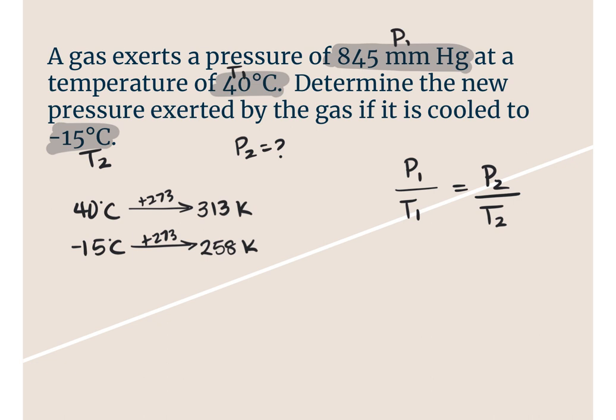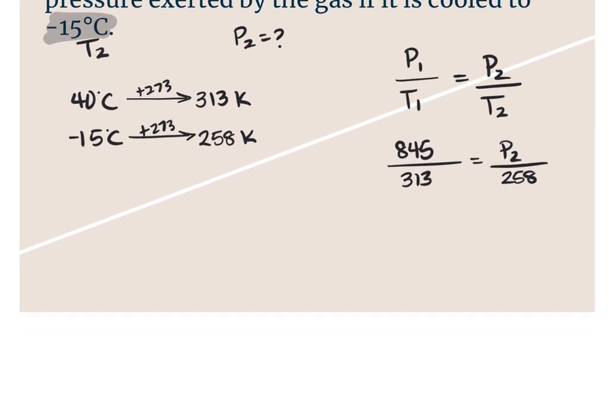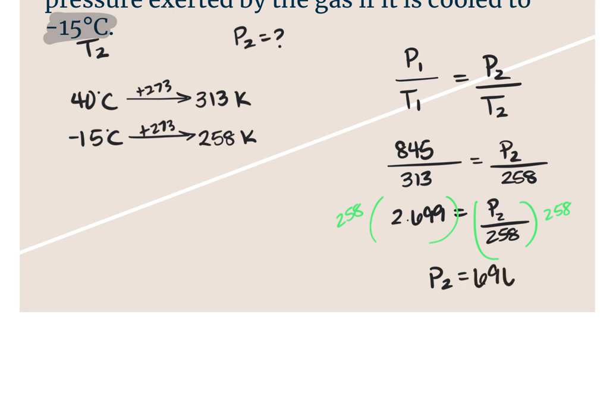So I'm going to plug in my numbers and see what I have. 845 millimeters of mercury is our first pressure. Our first temperature is 313 Kelvin. We don't know our new pressure, and our new temperature is 258. So I'm going to solve what's on the left, which is going to be 2.699 equals P2 over 258. I need to get P2 by itself, so I'm just going to multiply both sides by 258. And what I end up finding is that P2 is equal to 696, and in correct sig figs, 700 millimeters of mercury.